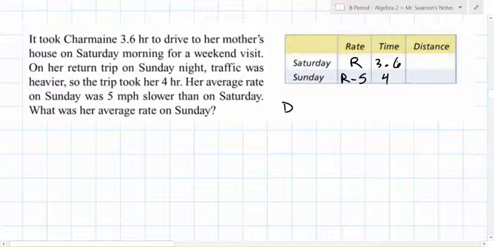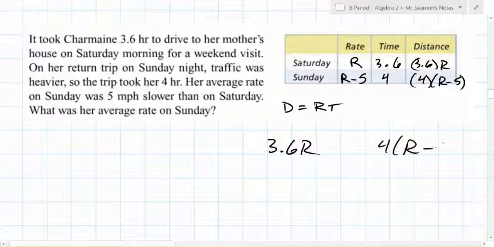Exactly. Again, what is distance equal to? Rate times time. So what goes right there? R times 3.6, and what goes right here? 4 times R minus 5. Yep. What do you know about the distance for each trip? So what's the equation, Chris? The equation: 4 times R minus 5 equals 3.6R. Correct. 50 miles an hour.